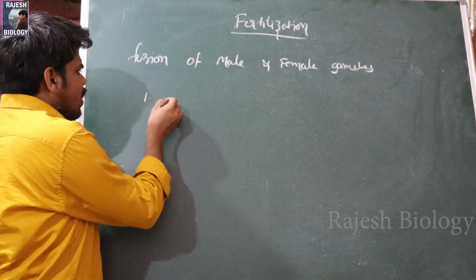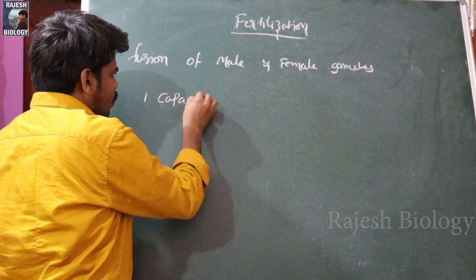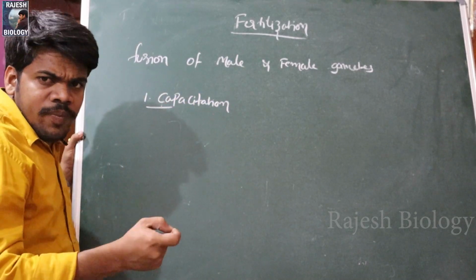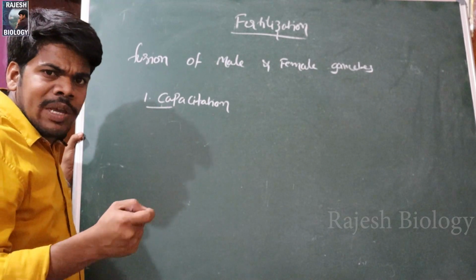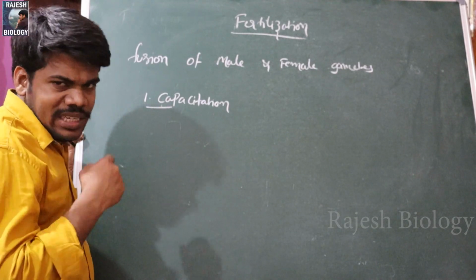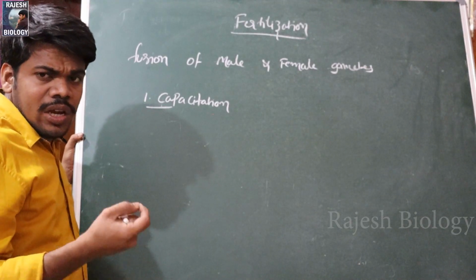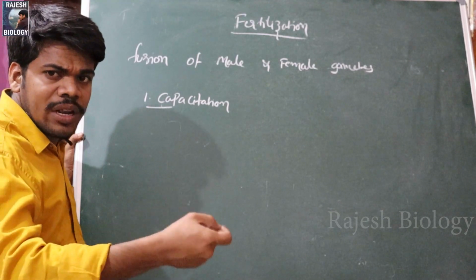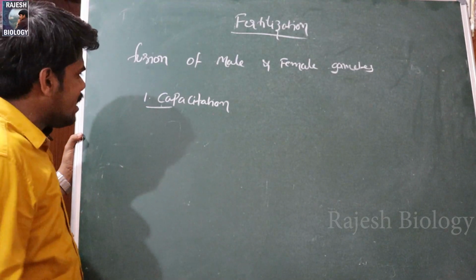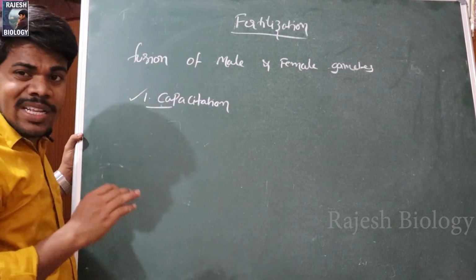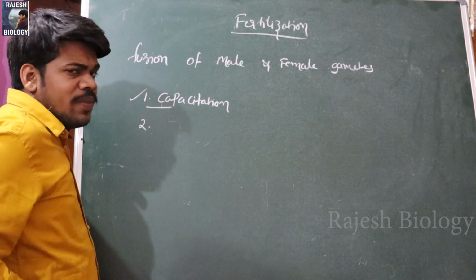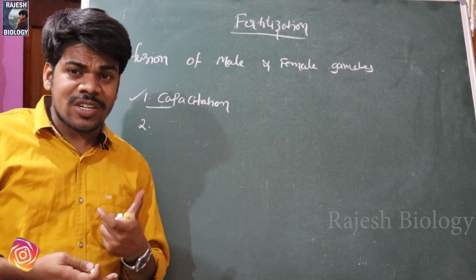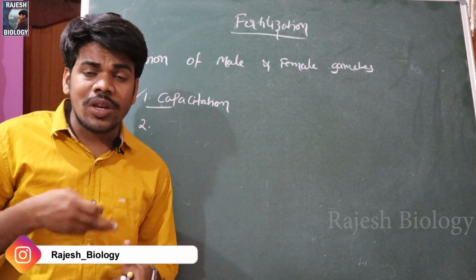First, capacitation. In order to fertilize the ovum, the sperm cell undergoes some biochemical changes. All the biochemical changes which happen to the sperm cell to fertilize the ovum are called capacitation. I'm going to explain the capacitation process. And then next they try to reach the ovum, and for that there is so much struggle in the female reproductive tract.